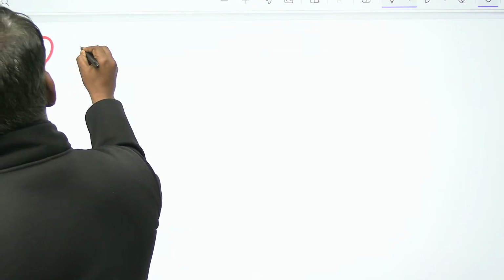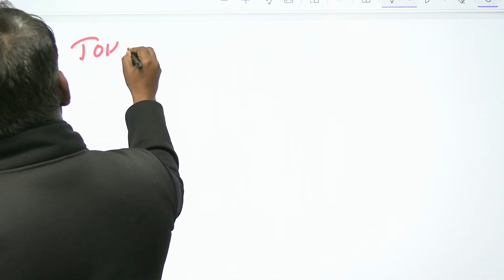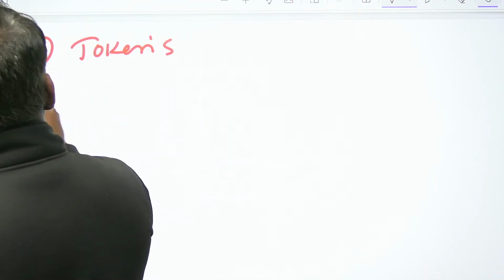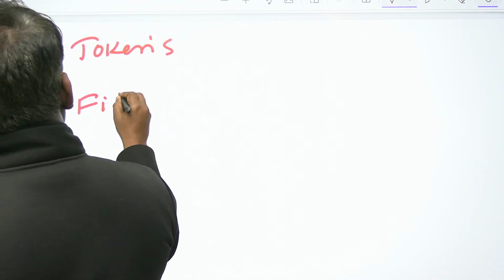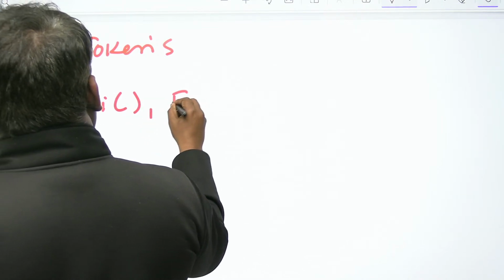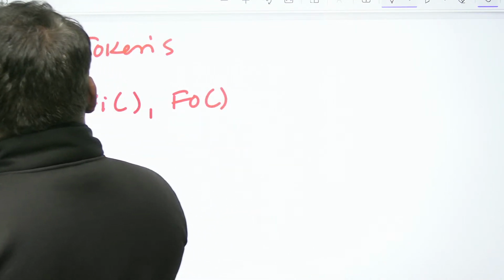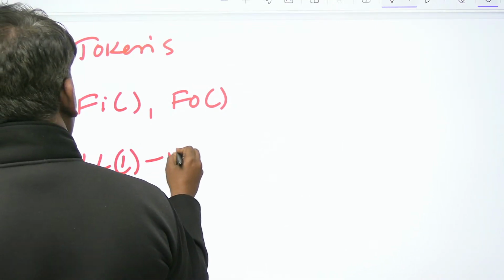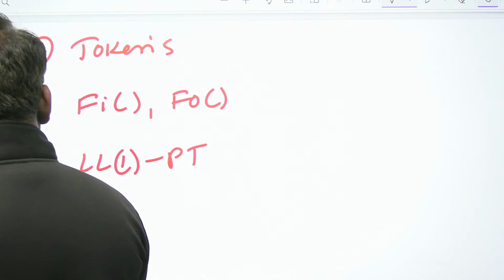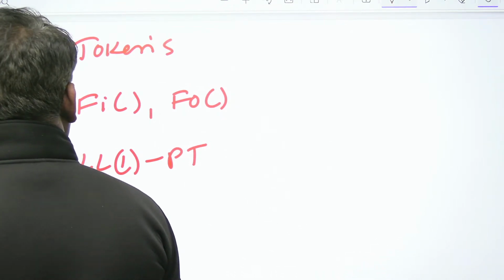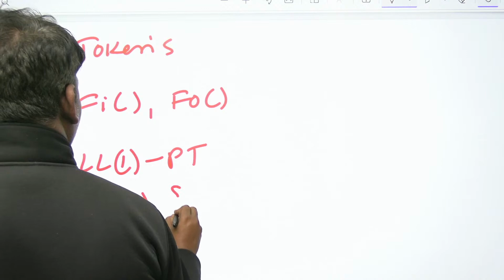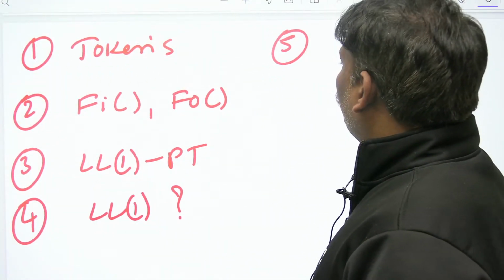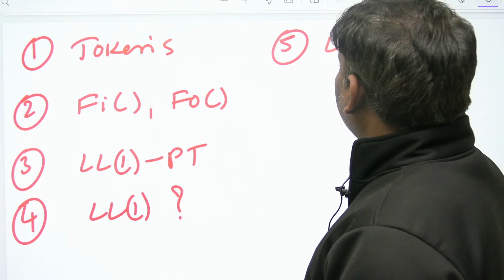First one, token counting. Second one, first and follow. Third one, LL1 parsing table. Fourth one, LL1 checking: given grammar LL1 or not. Next, fifth one, LR0 parsing table.